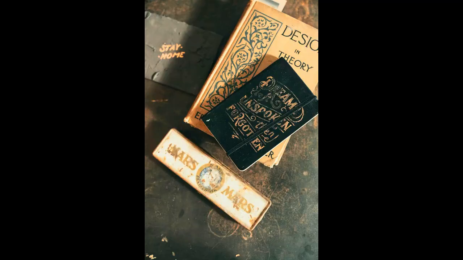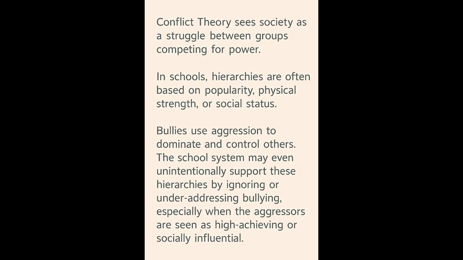Let's move on to the theoretical explanation. Let's look at this issue through two sociological lenses. Number one is conflict theory. Conflict theory sees society as a struggle between groups competing for power. In schools, this is often based on popularity, physical strength, and social status. Bullies use aggression to dominate and control others. The school system may even unintentionally support these hierarchies by ignoring or under-addressing bullying.